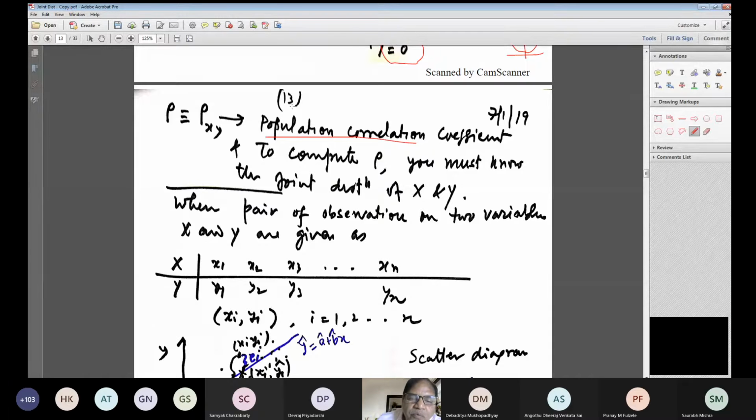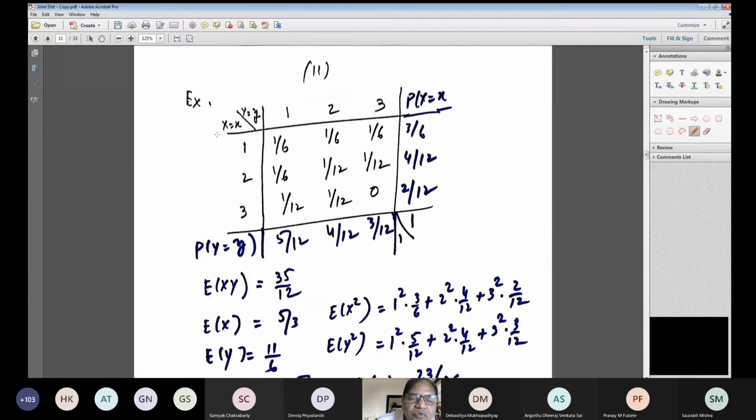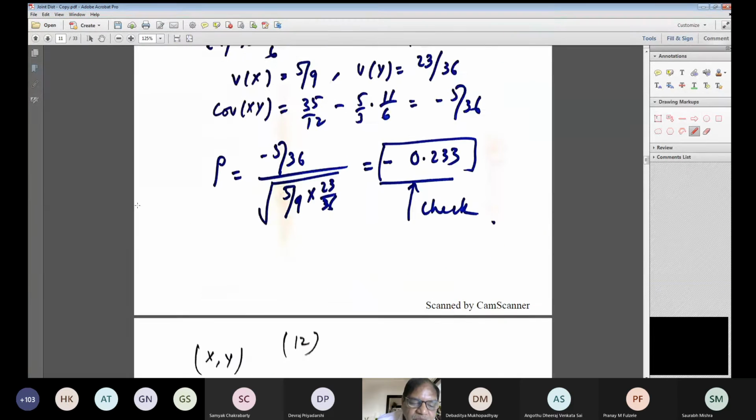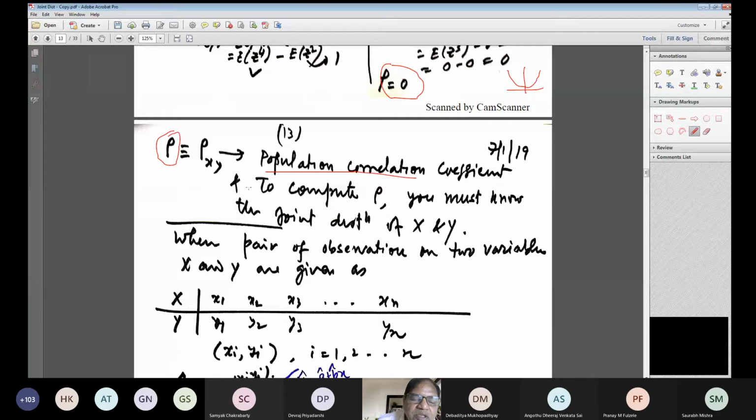So population correlation and sample correlation: you take a sample from the population, and you find out what is the correlation coefficient between X and Y. Now, in order to compute the population correlation coefficient, this rho, we must have the joint distribution of X and Y. The way I gave you, if we had a joint probability mass function, then you can calculate the population correlation coefficient. But in practice, getting the joint distribution of two random variables X and Y is difficult.